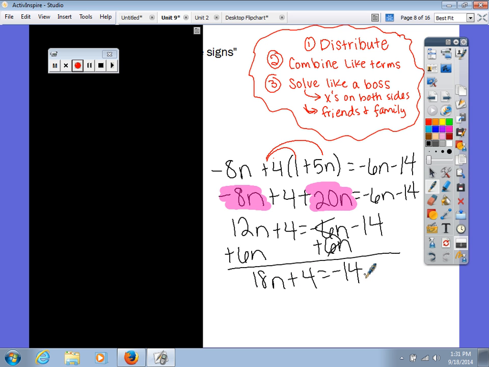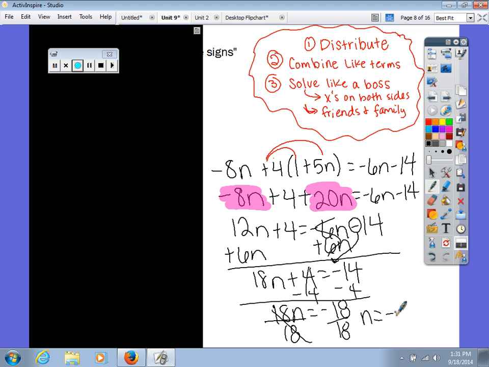Make sure you bring this negative down. A lot of times people forget that, but you will not because you're going to be equation pros. So then subtract 4 from both sides. Then we're going to have 18n equals negative 18. And then from there, we're going to divide by 18. And our final answer should be n equals negative 1.